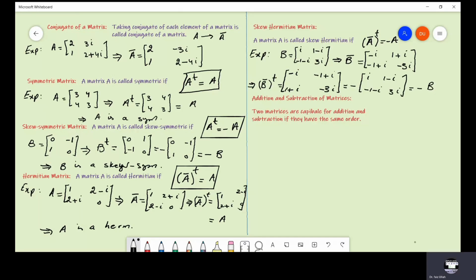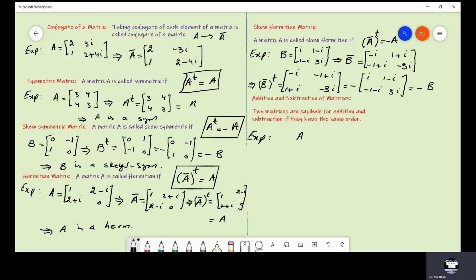Addition and subtraction of matrices. So the first rule for addition and subtraction is two matrices are capable for addition and subtraction if they have the same order. It means that if we have a matrix A and another matrix B, and if they have the same order, then we can add and subtract. If they have different order, we cannot subtract or we cannot add these two matrices. How to add two matrices? Let us see an example.